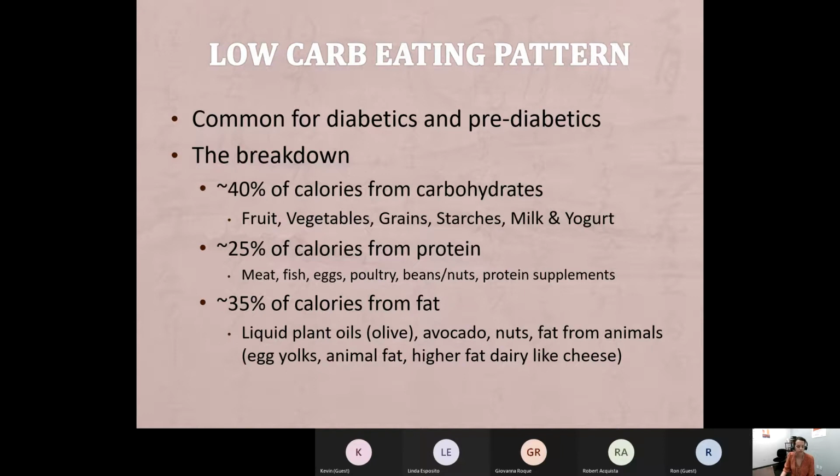And then 35% of your calories from fat, preferably healthy fat, like liquid plant oils such as olive oil, avocado, and nuts. And then, of course, there are some unhealthier fats, like from animals, egg yolks, animal fat, and high-fat dairy. But again, these can all be included. And when people say low carb, or when I say low carb, I'm not talking no carb. It's still 40% of your calories, but you want to try and get them from more complex foods, meaning things that aren't as high in sugar.